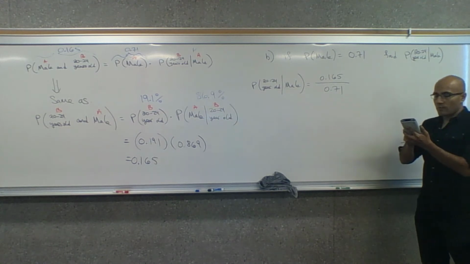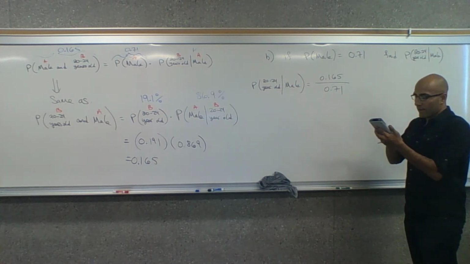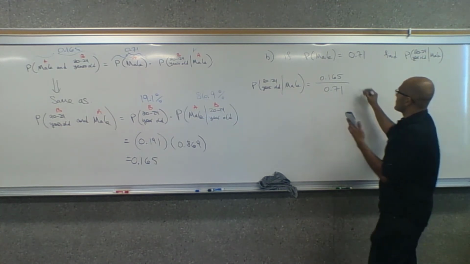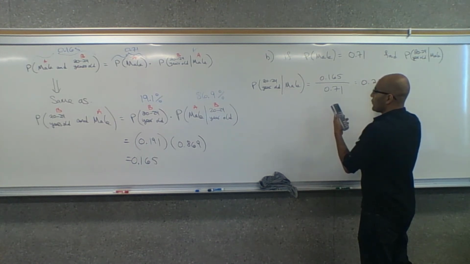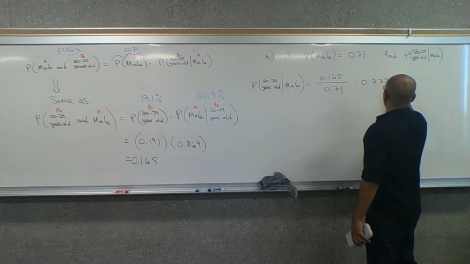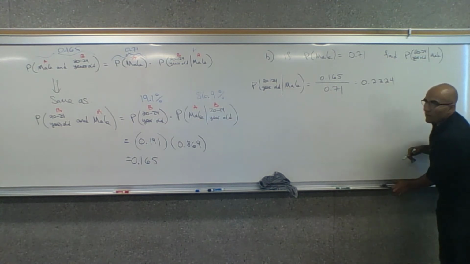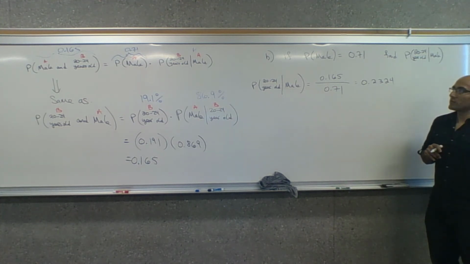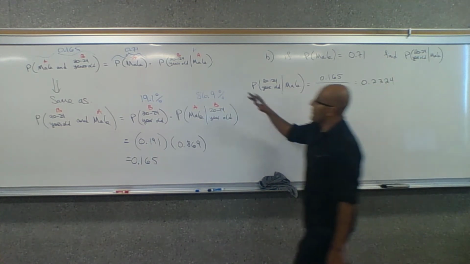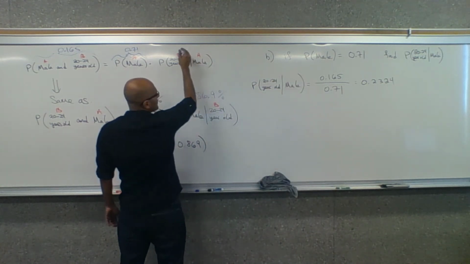So that would be 0.165 divided by 0.71. So this would be equal to 0.2324. Good? Questions, comments, issues? So now we can go back over here and finish this little cycle here.